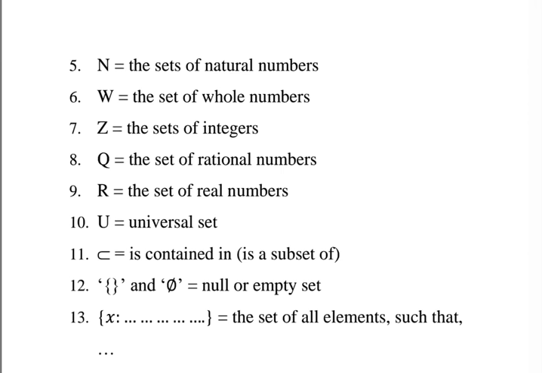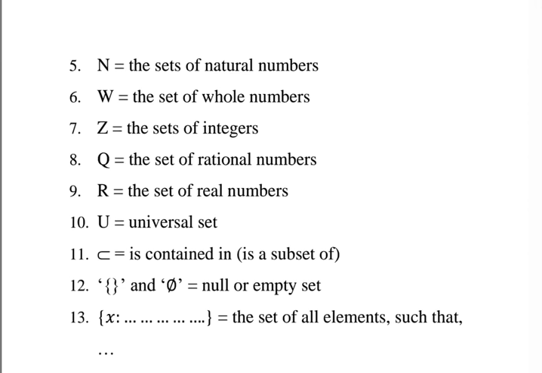N is a symbol for the set of natural numbers. W, the set of whole numbers. Z, the set of integers. Q, the set of rational numbers. R, the set of real numbers. U is the symbol for the universal set.